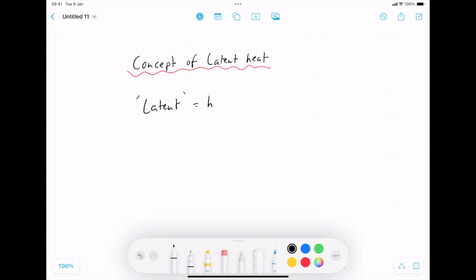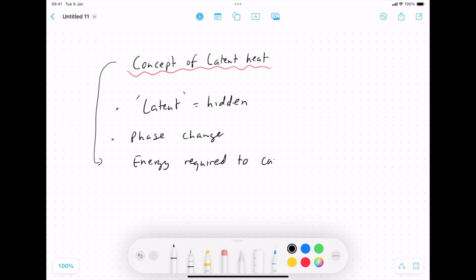It's just another word for hidden. And the sort of hidden heat, if you like, usually comes about when there's a phase change. So a phase, also known as a state, is whether something is a solid or a liquid or a gas. So when a phase change takes place, for example, a solid turning into a liquid, which would be melting, or a liquid turning into a gas, which would be evaporation, energy is required to do that. And that's exactly what the latent heat is. So it can basically be defined as the energy required to cause a change in state.